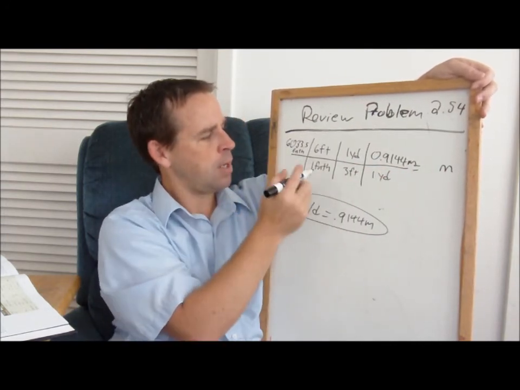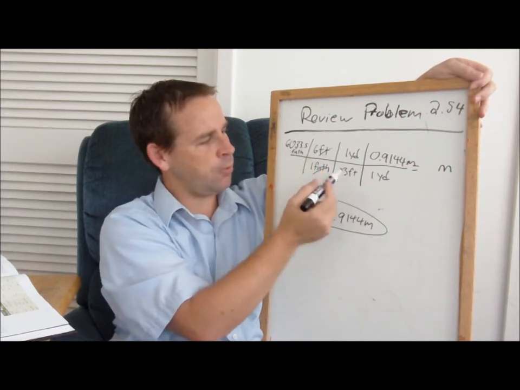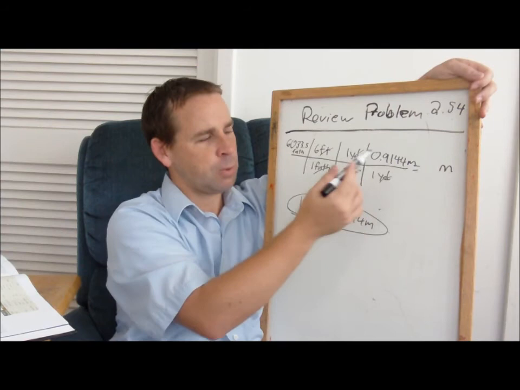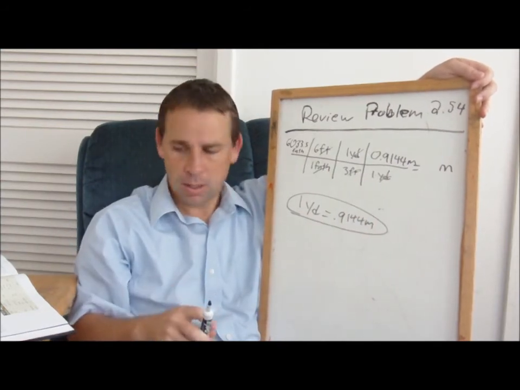Alright, so we started with fathoms. We got rid of fathoms and converted it to feet. We got rid of feet. Converted it to yards. We got rid of yards. And we're left with meters. Okay?